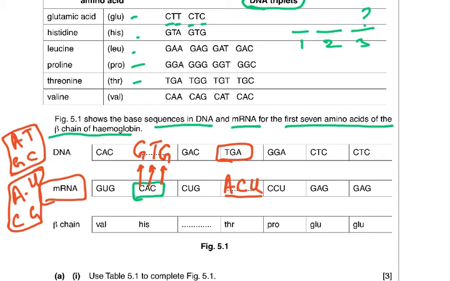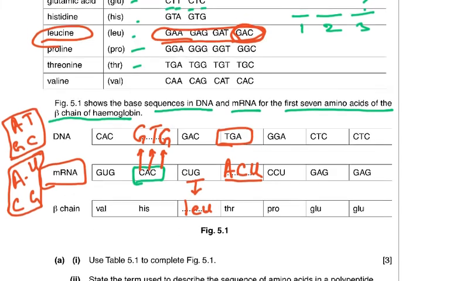Then it says beta chain. So for CUG mRNA, which amino acid will it code for? And that is LEU, leucine. This is this one here. Why? Because CUG, this is the DNA. You see, these are the DNAs. So GAC. So if it has GAC here, GAC codes for leucine. So this was what you have to figure out.